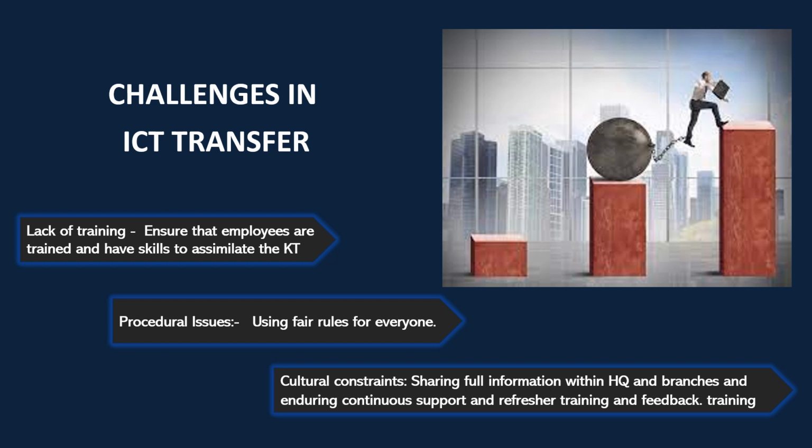The next is cultural constraints. Now, the study checks if the branches know enough about the technology being shared and if it is helpful for them and their customers as well. It also looks at whether there is enough help before and after the technology is transferred. To handle these issues, it's important to have good training, fair rules for decisions, and enough support during and after technology transfer in big organizations and also within the units.